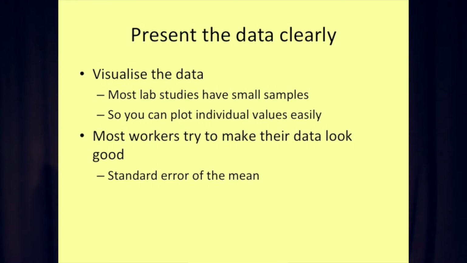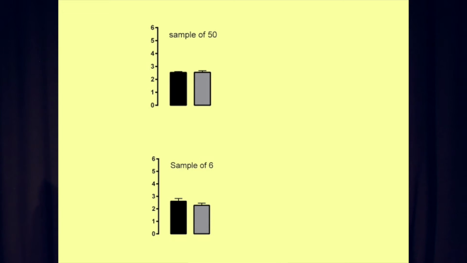So, present the data clearly, and to do that, show it in a visual form. Most of you will only have small samples, and you can easily plot individual values. And don't try to conceal variation. The standard error of the mean is the standard way, sorry about the pun, of doing that, because it gives the smallest scatter, but it's not a really good measure of things. I'll come back to that in a moment.